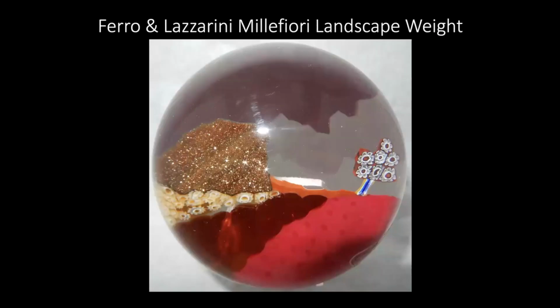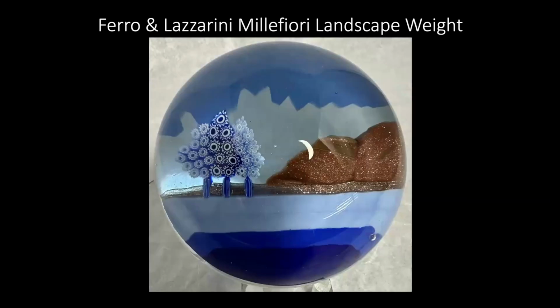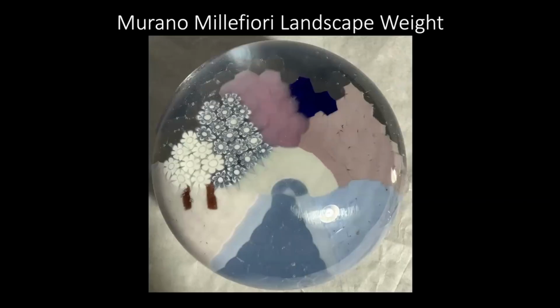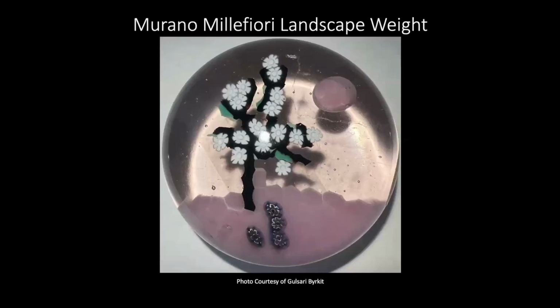Ferro and Lazzarini, that Murano furnace, was very creative in some of their landscapes. Some of them have this goldstone or aventurine in them. Here's another one with the goldstone. This appears, I think, to be a bridge over a canal. Trees in the foreground. This one has a moon or the sun overhead, that tree.